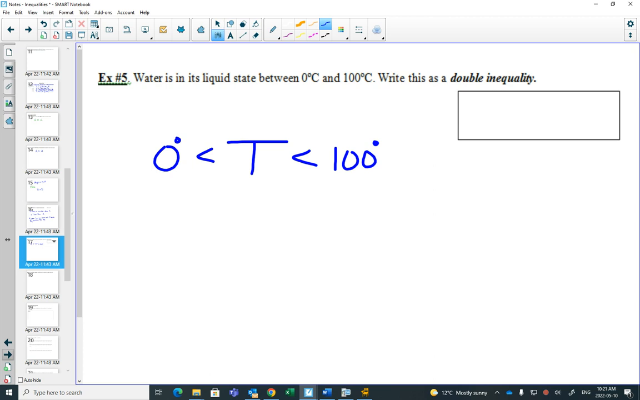So 2 ways you can read the double inequality. You can read a double inequality just from left to right. If I read it from left to right, here I would have 0 is less than the temperature is less than 100. Okay, does that make sense? You can also read it from the middle. Like t is in between, so this means t is bigger than 0 when I go that way, and less than 100. Does that make sense? You can read it, t is bigger than 0, t is less than 100. So t is in between 0 and 100.